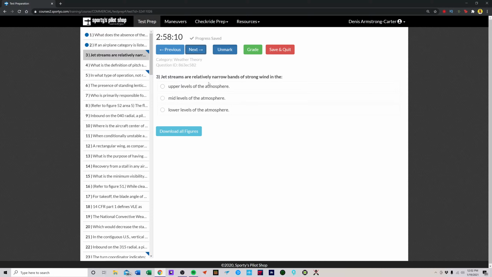Jet streams are relatively narrow bands of strong wind in the... Ooh, I remember seeing this. I've seen this one before. Upper levels of atmosphere, mid levels of atmosphere, lower levels... Ooh, where is it? Where are the jet streams? I don't remember where they are.